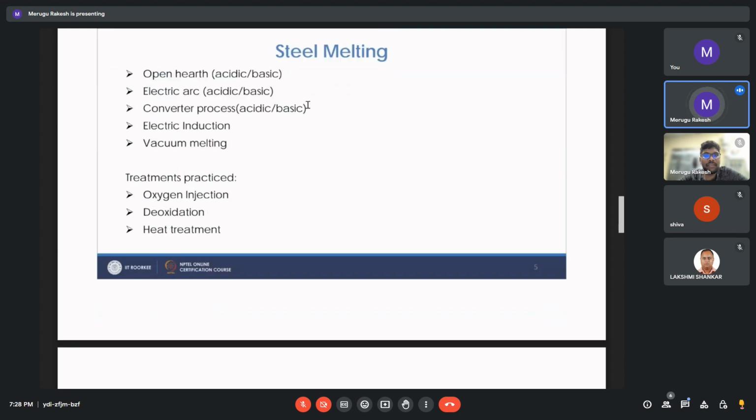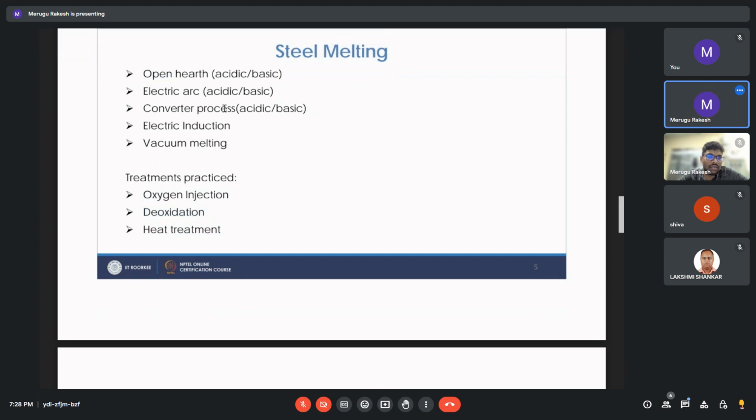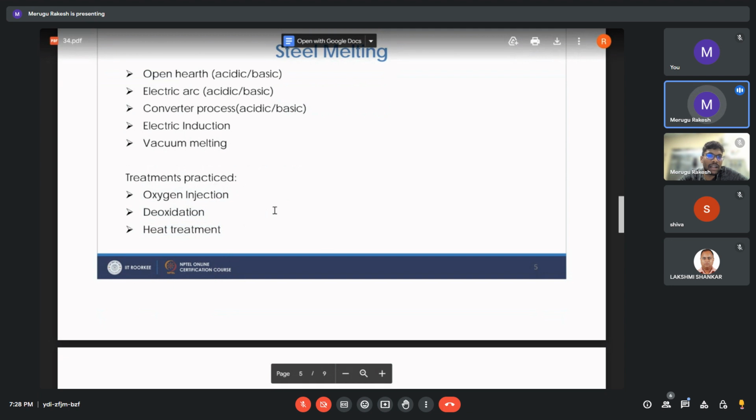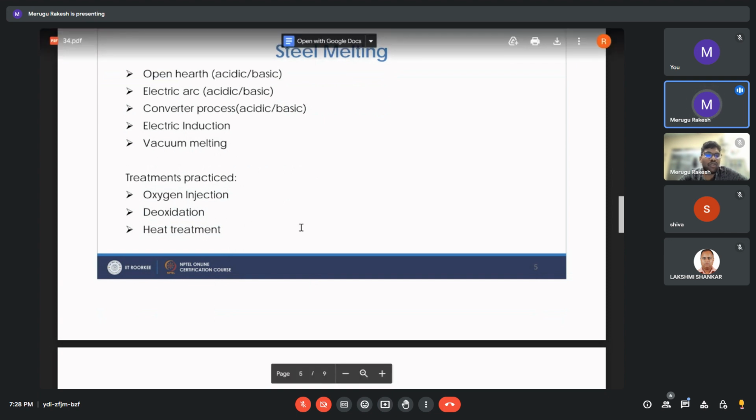Before transferring to molds, we can inject oxygen, or we can deoxidize, or we can do heat treatment. Deoxidization is nothing but we induce hydrogen, so that it will react with the melt, and it will deoxidize it. But care has to be taken, because hydrogen can also get absorbed into the melt, and it will form hydrogen porosity.